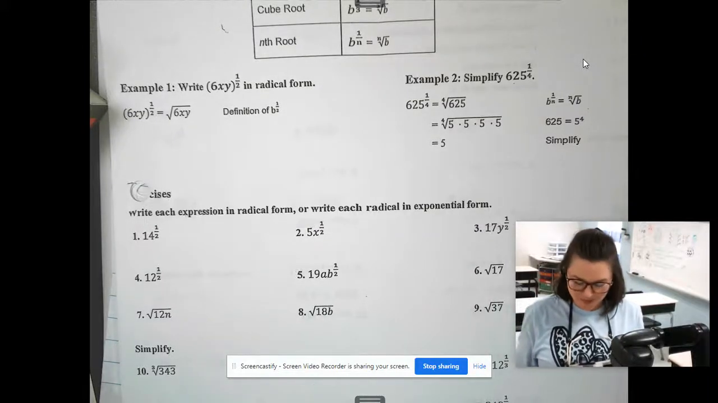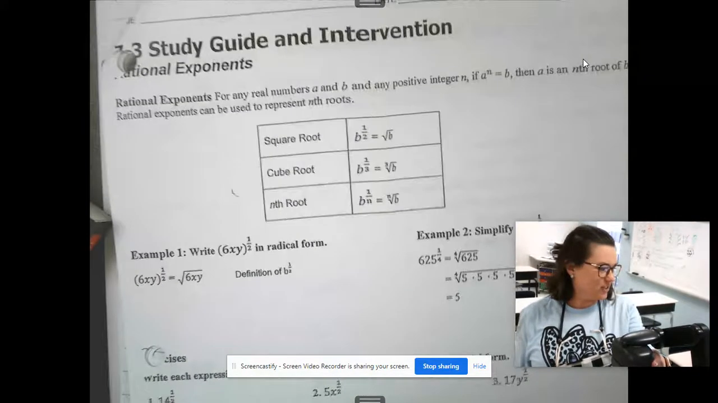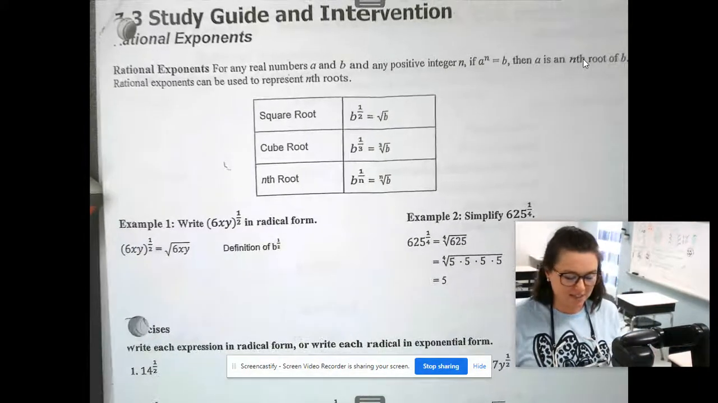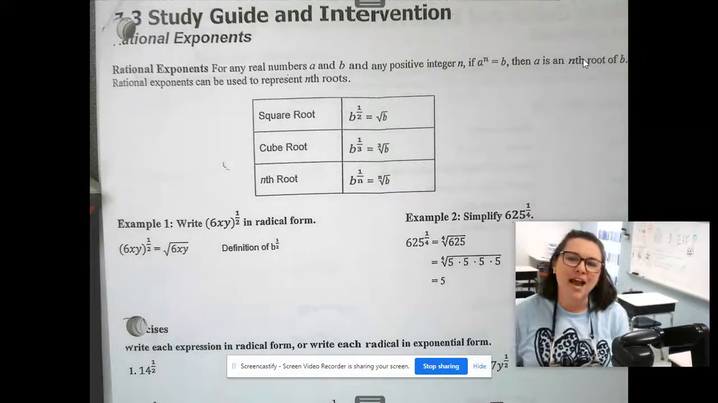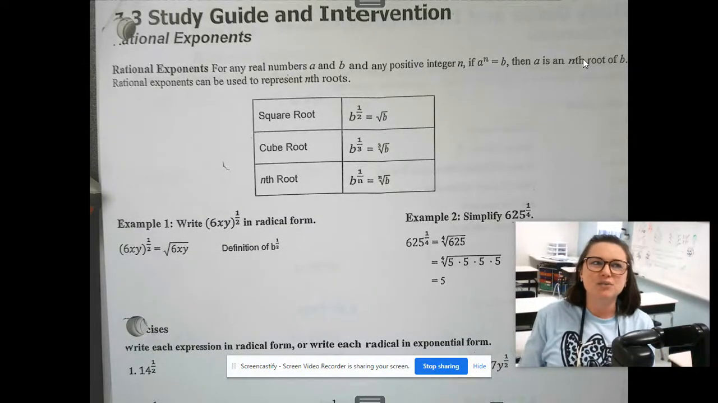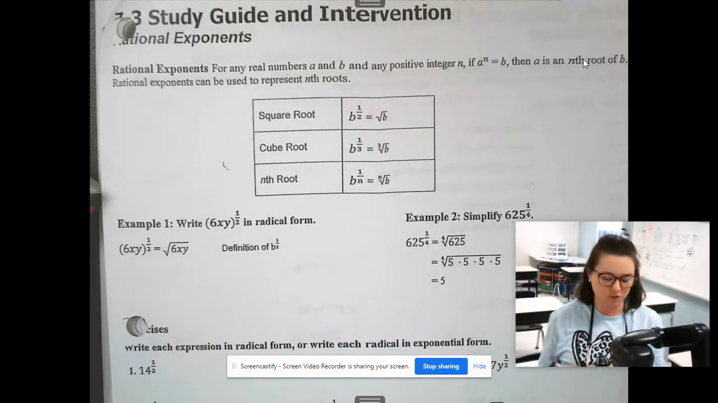Hi guys, we are on page 7 in your packet, and this is a lesson on rational exponents. And I chose this lesson to be an at-home lesson for you because I felt like it was one of the more simple lessons out of what we've got to do this week, so it will be the best one for you to do on your own.